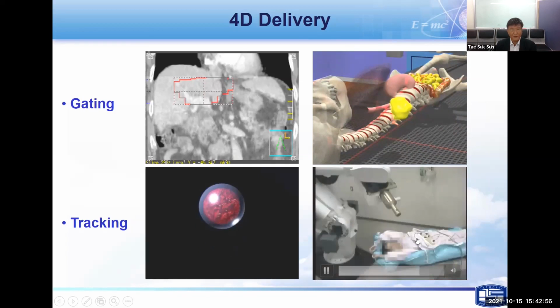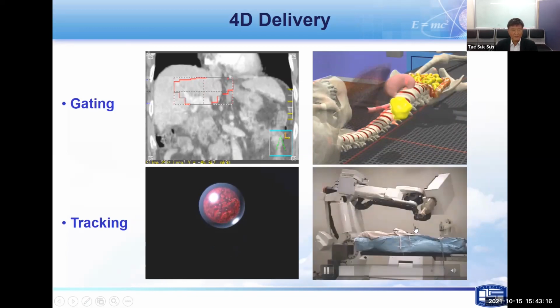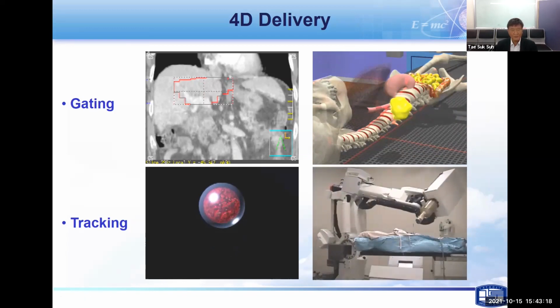Actually, the patient moves according to the respiratory motion, but this CyberKnife can also move as the target moves. This is tracking, very difficult. Tracking is a direct method, but it's very difficult to track a moving target.